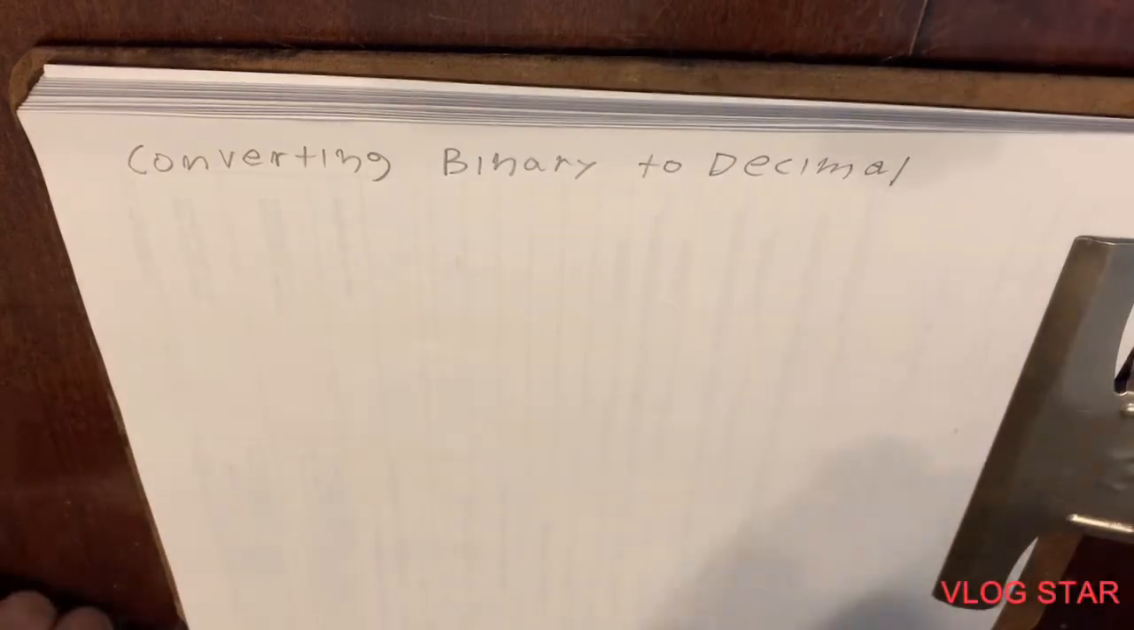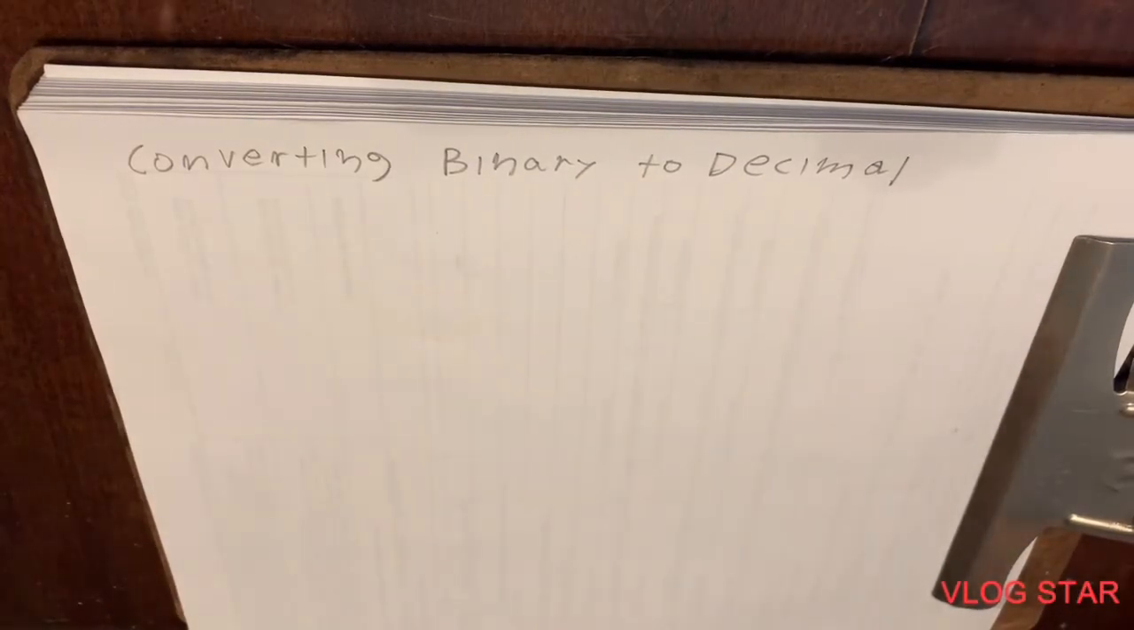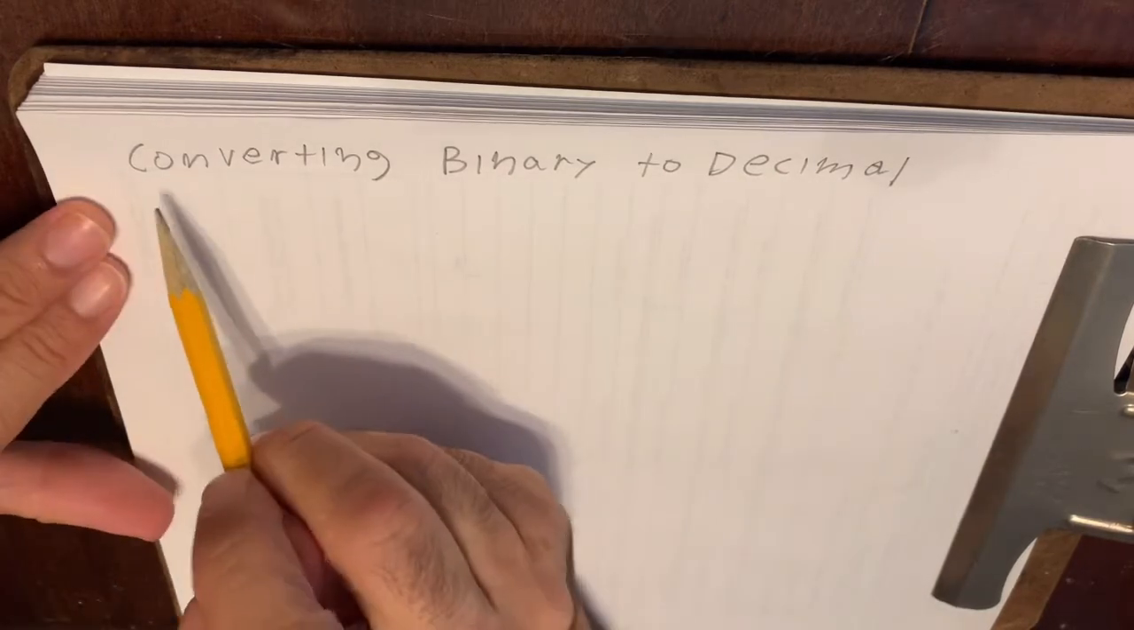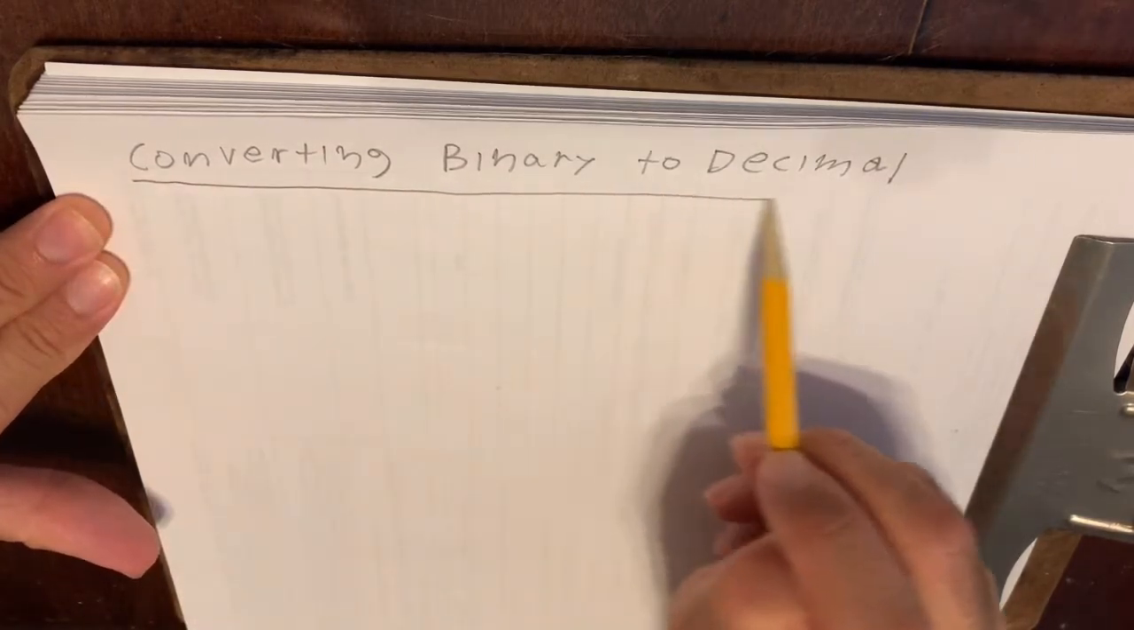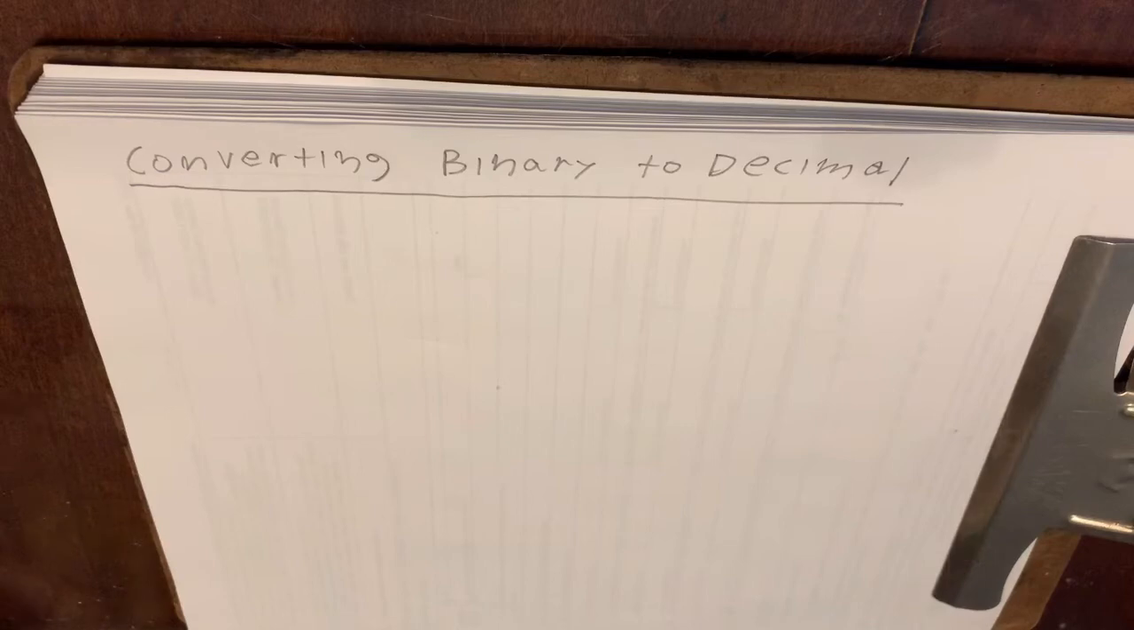I'd like to welcome you all to Computer Mathematics, and the star of computer mathematics is the place value system. And so to illustrate the place value system, we will start off with the very first topic, which is converting binary numerals into decimal numerals.